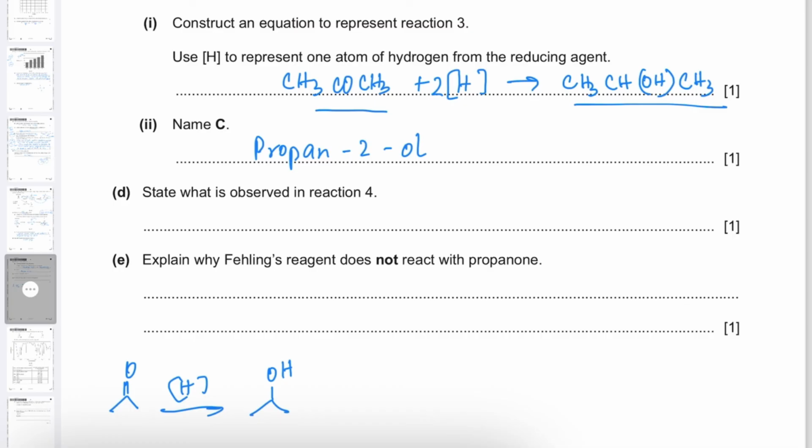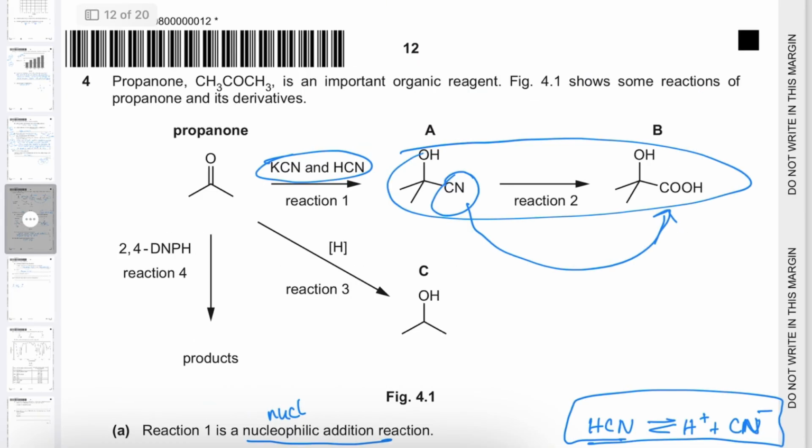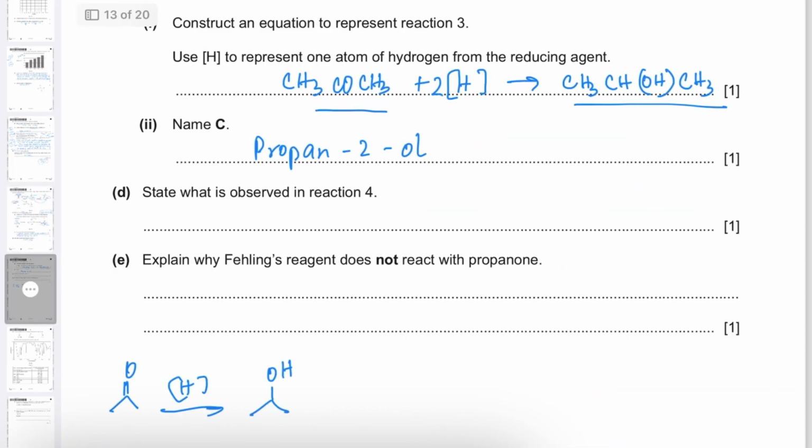D. State what's observed in reaction 4. Reaction 4 is the reaction between a ketone and 2,4-DNPH. Whenever 2,4-DNPH reacts with an aldehyde or ketone, it will result in an orange precipitate.